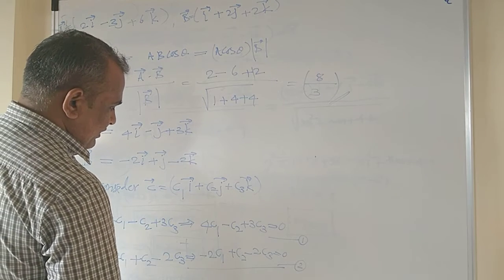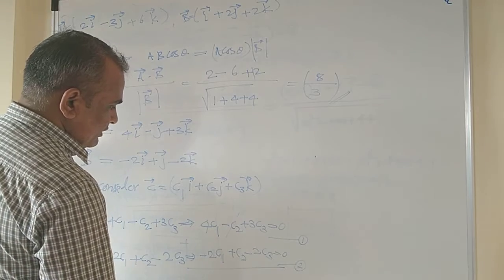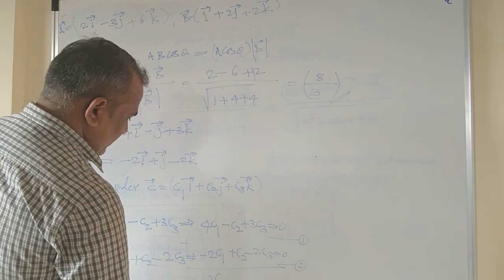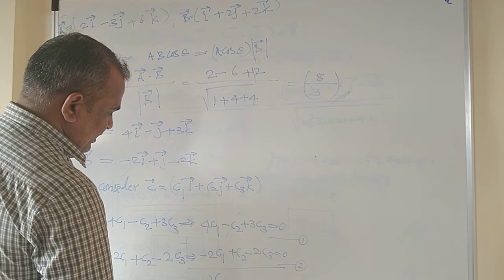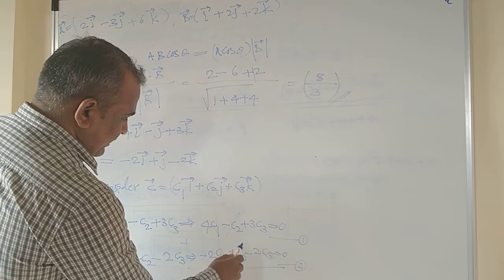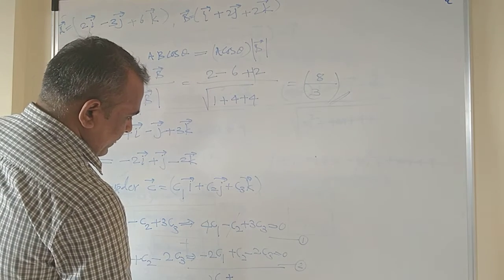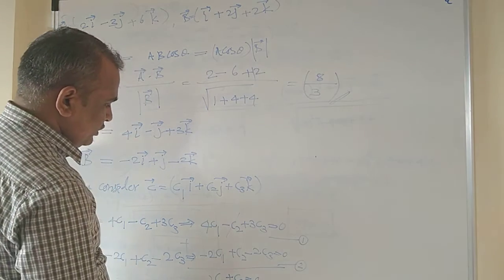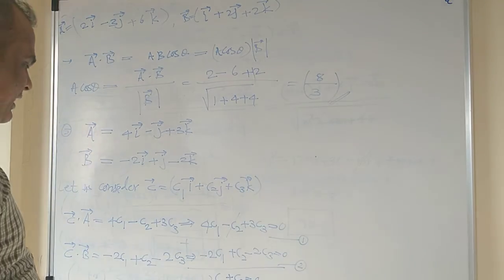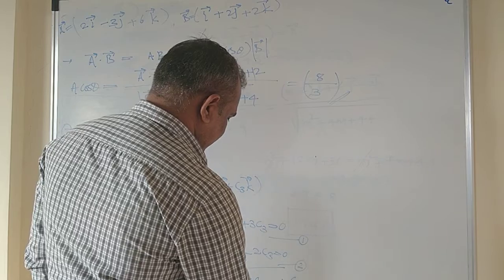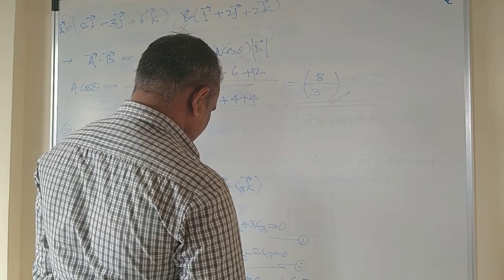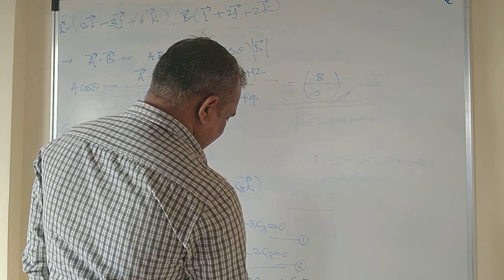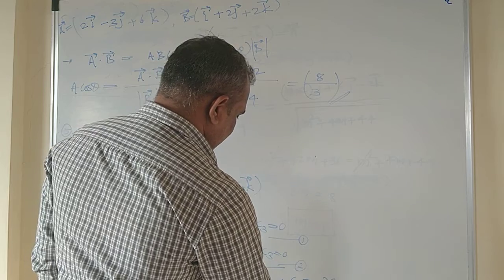If you add these two equations, this C2 gets cancelled to each other, and you will get 4 minus 2, that means 2 C1, and here plus 3 minus 2, that means plus C3 is equals to 0. So you can write, this implies that, or I can write C3, that will be a simpler one. So C3 is equals to minus 2 C1.